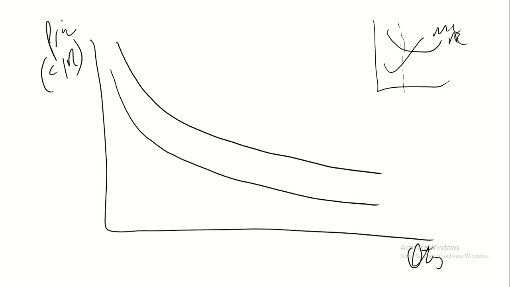Okay, so if you look at this diagram up here, you can see that the AC is initially higher, so in the long run it'll still be higher. So that's the LRAC, and below that we've got the LRMC.